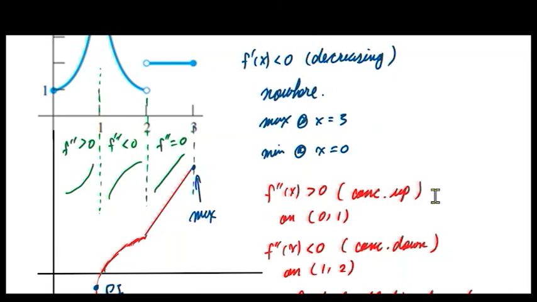Yeah, I mean, isn't max and min everywhere, everywhere when the first derivative equals 0 or does not exist, there has to be a max or min? Oh, no.